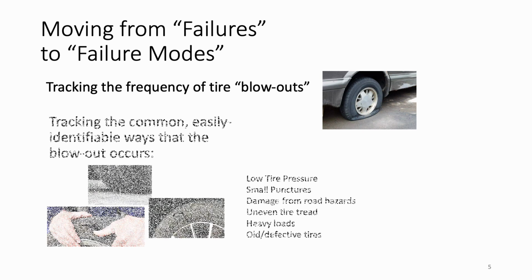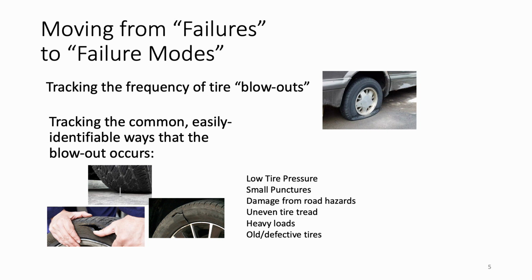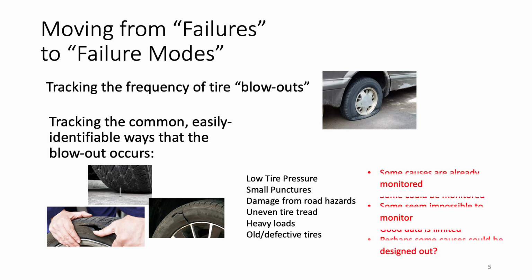So as far as moving from failures to failure modes, an example might be tracking the frequency of tire blowouts. To get down to modes, we might say we need to track the common, easily identifiable ways that a blowout occurs: low tire pressure, small punctures, or large damage from road hazards, and so on. Some of those causes are already monitored, like the low tire pressure. Others could be monitored. Others seem impossible to monitor. Good data on all these things is limited.